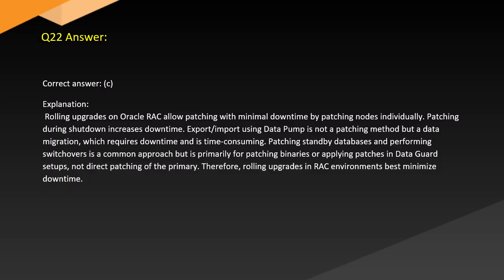Answer. Correct answer, C. Explanation. Rolling upgrades on Oracle RAC allow patching with minimal downtime by patching nodes individually. Patching during shutdown increases downtime. Export-import using Data Pump is not a patching method but a data migration, which requires downtime and is time-consuming. Patching standby databases and performing switchovers is a common approach but is primarily for patching binaries or applying patches in data guard setups, not direct patching of the primary. Therefore, rolling upgrades in RAC environments best minimize downtime.